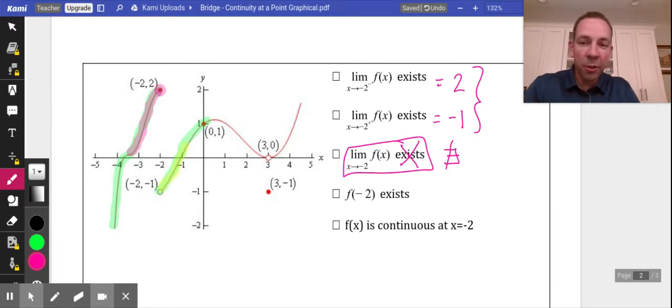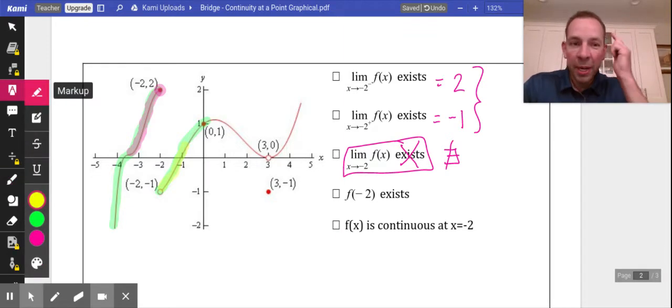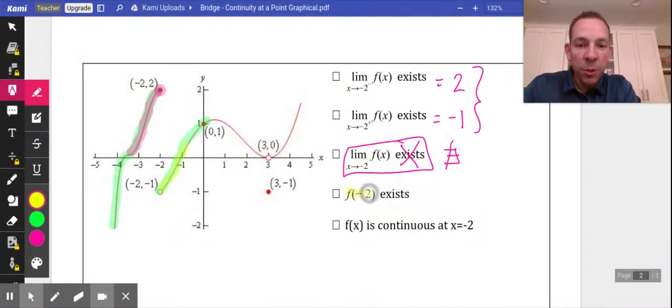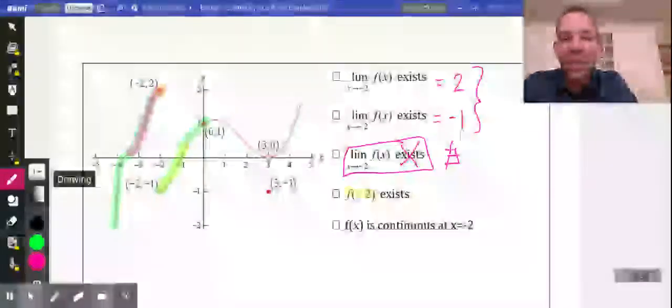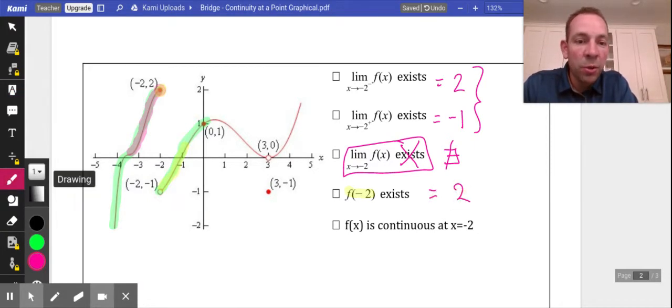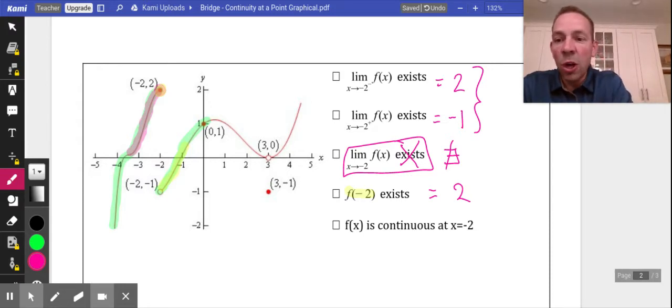But we'll practice the other two for fun. When you get to f of negative 2, again remind yourself, what are we measuring? f of negative 2 is measuring the function's actual height. So all you have to do is look for the closed dot. It's sitting right there, so in this case the answer is positive 2. Is the function continuous at negative 2? Of course, the answer is no.